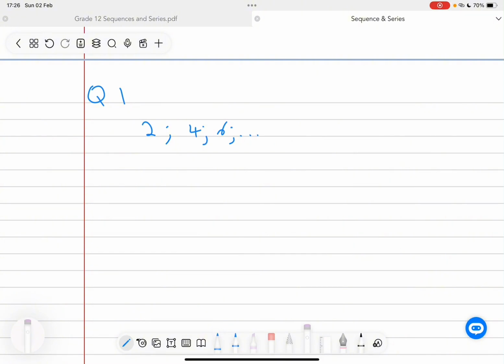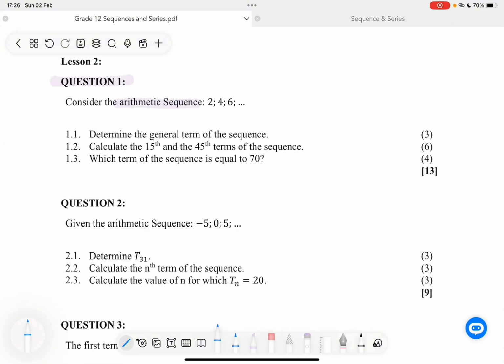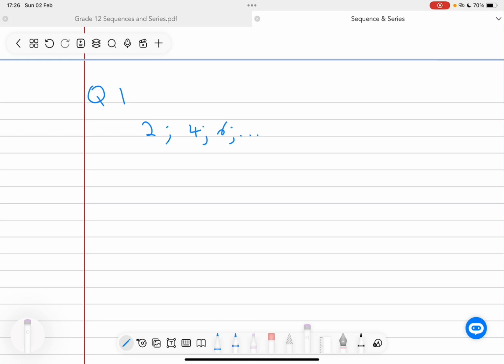Remember, in lesson 1 we said a sequence of this sort is called an infinite sequence because these 3 dots mean it continues until infinity. The word consider in the problem says that we should look at this sequence and try to see the properties of it. So because we're told that it's an arithmetic sequence, I'll test to see if it has a common difference, because we know an arithmetic sequence has a common difference.